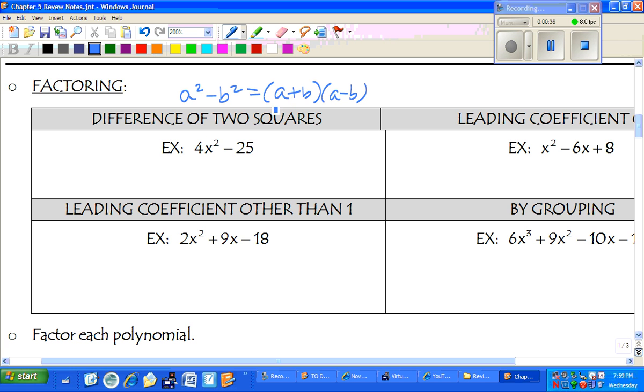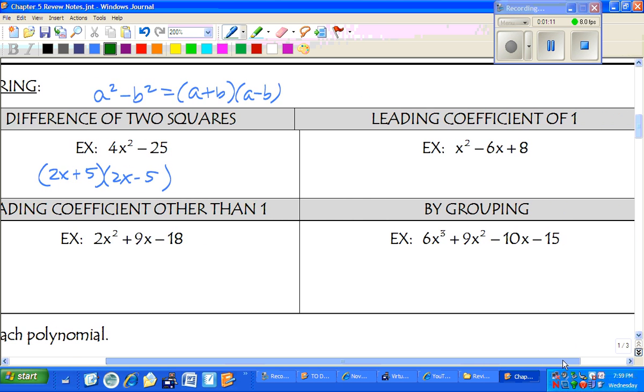So when you have two terms, you want to take a look at that. See, can I factor it this way? Is this something squared? Is this something squared? The other way to think of it is, can I take the square root of both of these? So the square root of 4x squared is just 2x, and the square root of 25 is 5. So we're going to have 2x plus 5 and 2x minus 5. Now, if we can't do the square root of both of these, then it's not the difference of two squares, and we won't be able to do that. But in this case, we can.